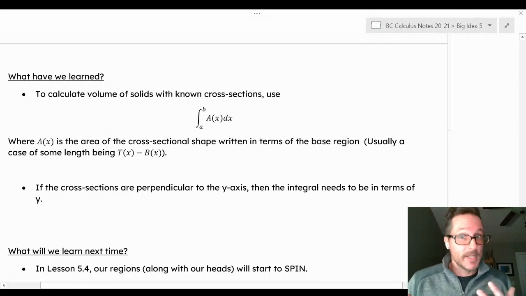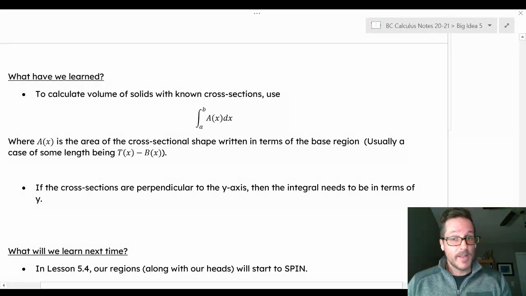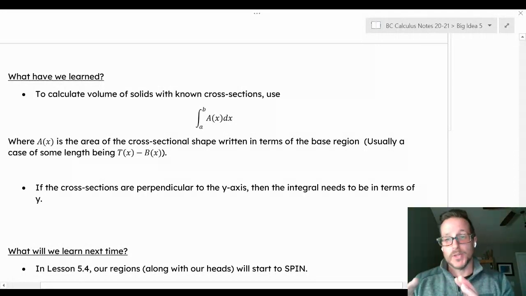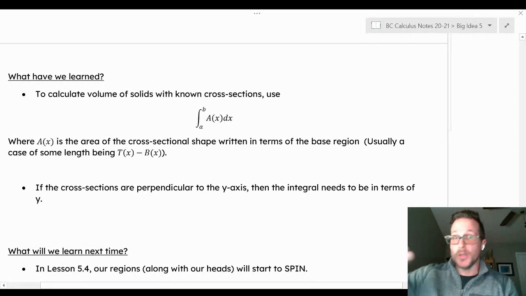You're probably going to see top minus bottom as one of the lengths, or right minus left if you're in terms of y. Normally that pops up there, but it's all in turn. We've got to start with geometry, start with that geometry formula, build up to a definite integral. That's the best way to do it.